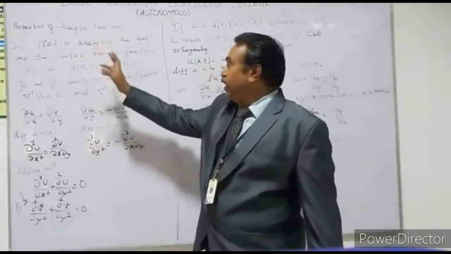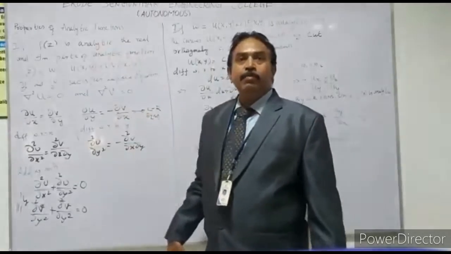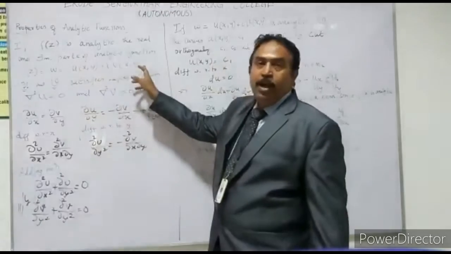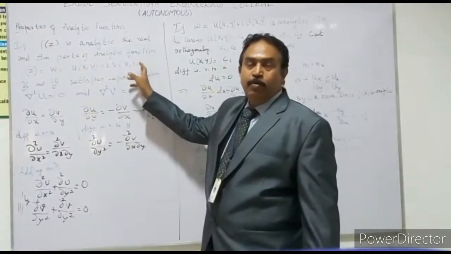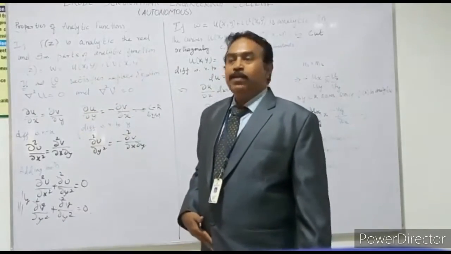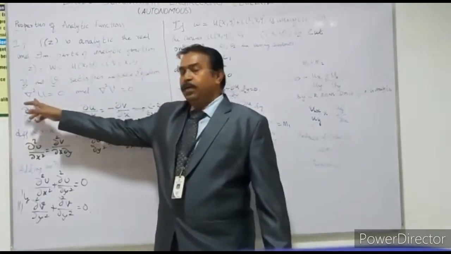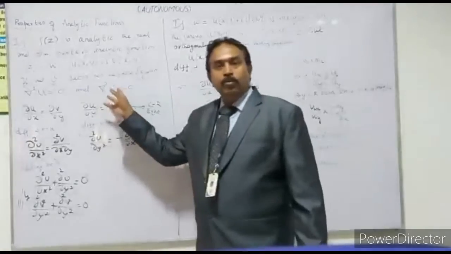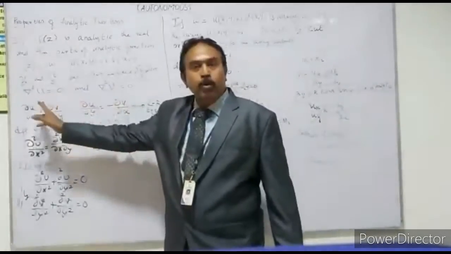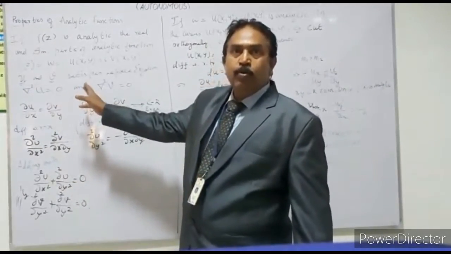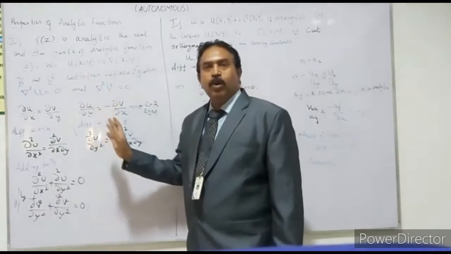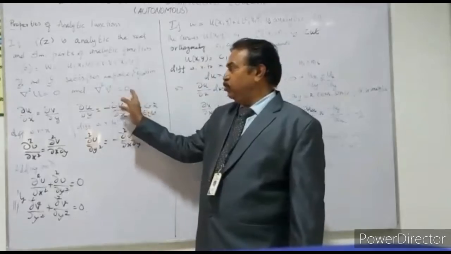If f of z is analytic, the real and imaginary parts of f of z, u of x comma y and i into v of x comma y, satisfy the Laplace equation. What is the Laplace equation? Del square u is equal to 0 and del square v is equal to 0. What is del square u? Dou square u by dou x square plus dou square u by dou y square is equal to 0. Dou square v by dou x square plus dou square v by dou y square is equal to 0.